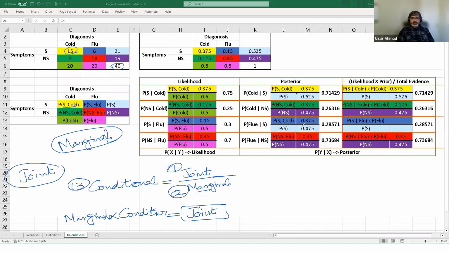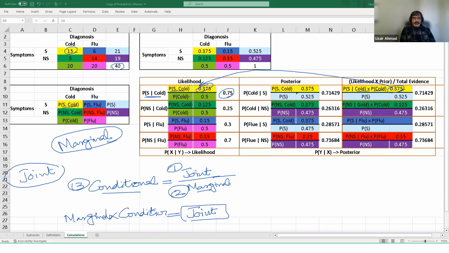You want to verify that? Okay, let's go ahead. Look at here. The conditional probability, 0.75. If we multiply it with the marginal probability of cold, which is 0.5, we will get 0.375. Which is same as the joint probability, right?